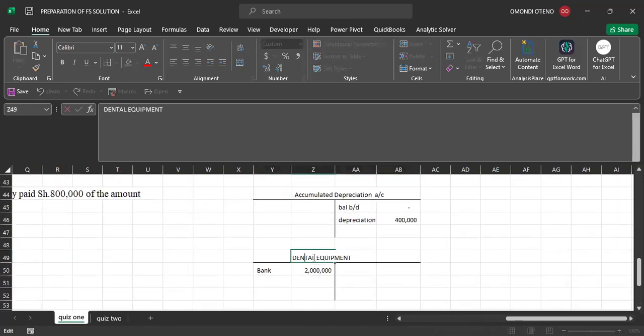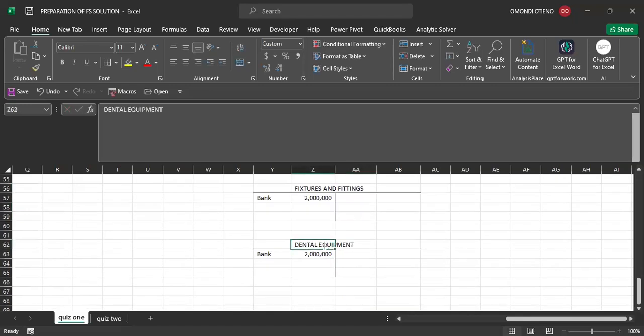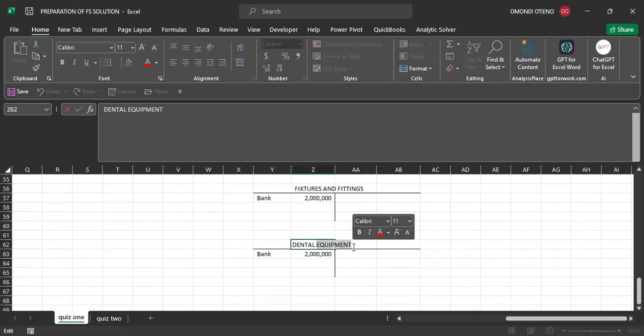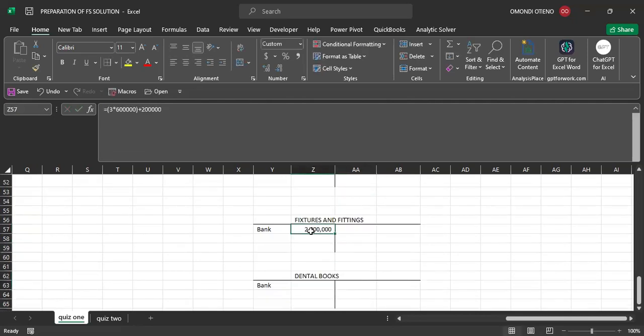So let's call this one here other equipment. We don't know what was taken from the bank. We have fixtures and fittings. Then we have dental books. So how much was taken from the bank? Let's see.